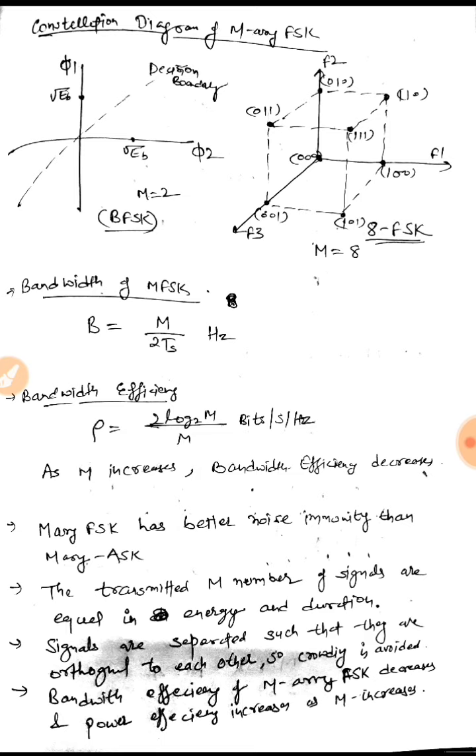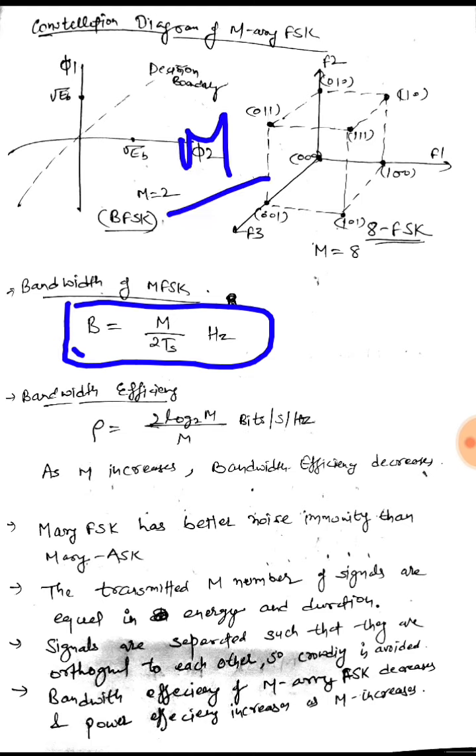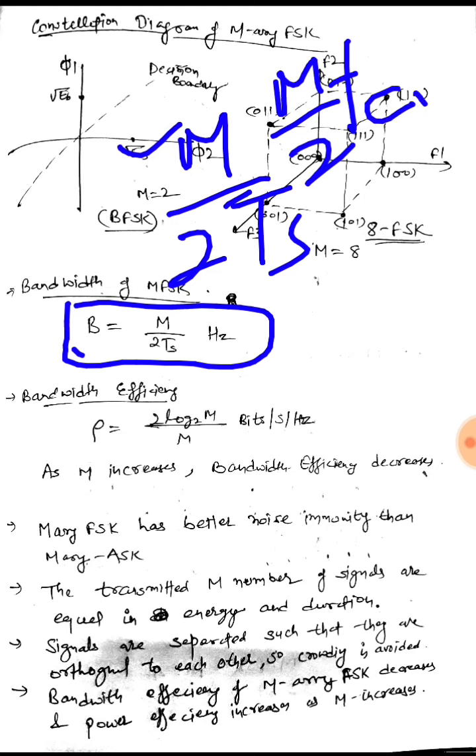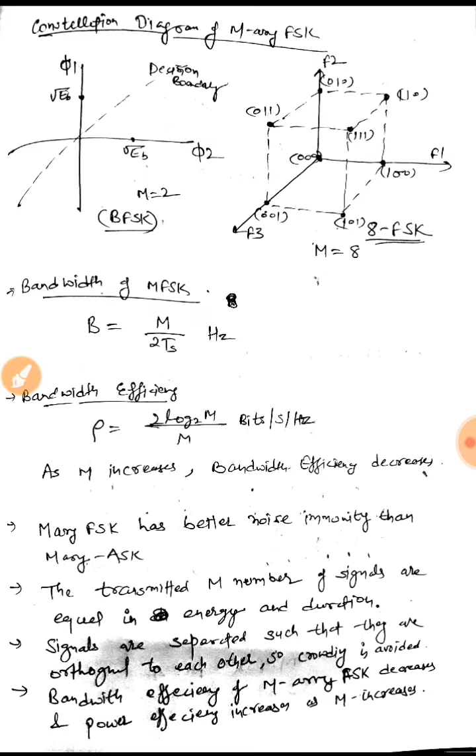So the bandwidth of the M level FSK can be given as M upon 2Ts, where Ts is the symbol duration. So M upon 2 into Ts, where M is the number of levels. It can also be represented as M upon 2 into Fs, where if Ts is the symbol duration, then this would be the frequency Fs, and M is the number of levels.